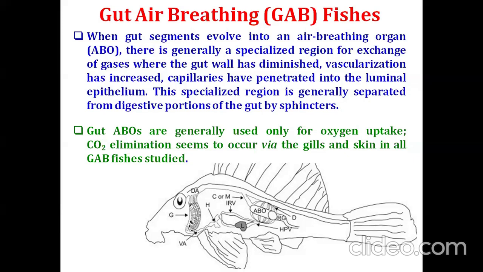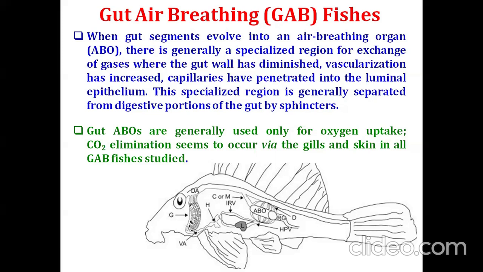So we have a specialized region where the gut wall has diminished, vascularization has increased, and capillaries have penetrated into the luminal epithelium. That is, the blood circulation will be more and the capillaries will be penetrating into the luminal epithelium. This specialized region is generally separated from the digestive portions of the gut by sphincters. So there we have specific sphincters, pyloric sphincters or respiratory sphincters, which help to close the digestive sac during the respiration process.